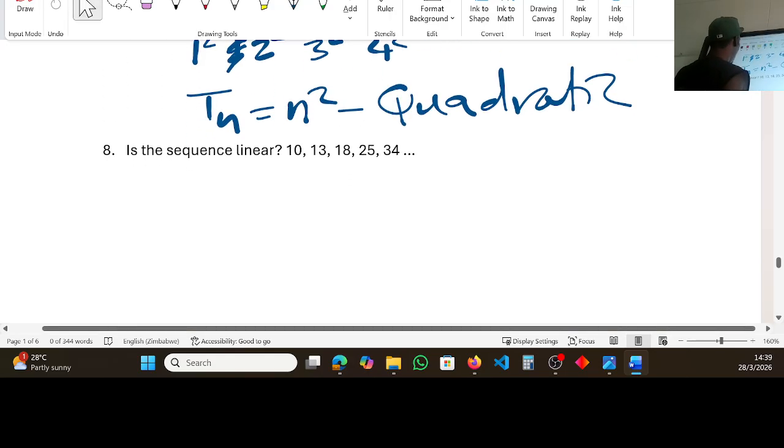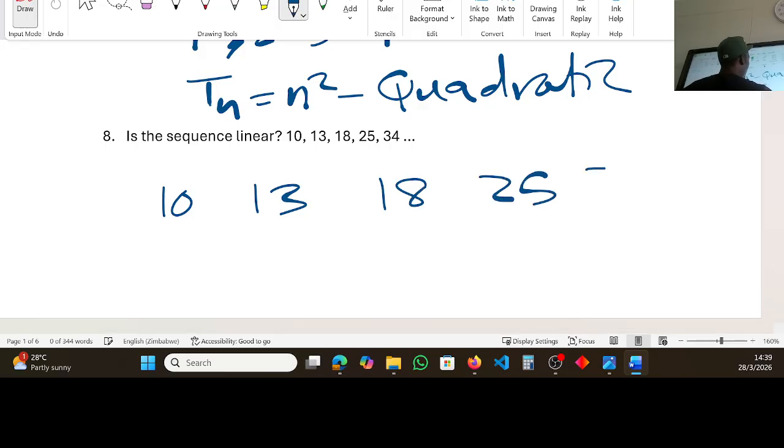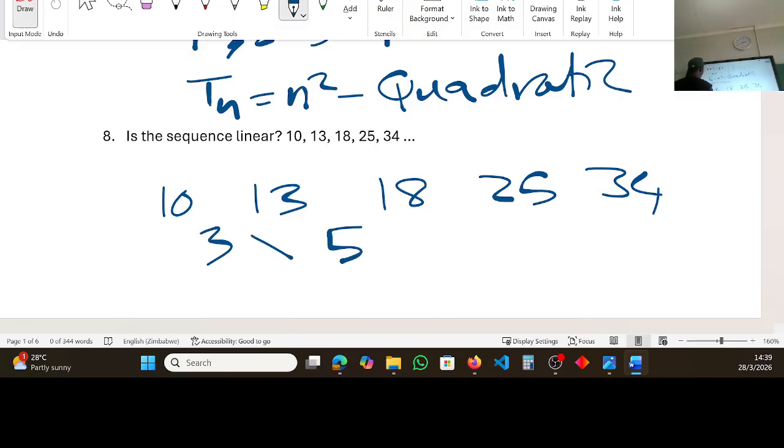Moving on, is this sequence linear? So we're being tested, we look for a common difference there. So it's 10, 13, 18, 25, 34. So if I check here it is 3, there it is 5. Automatically it fails. So this is non-linear, right?